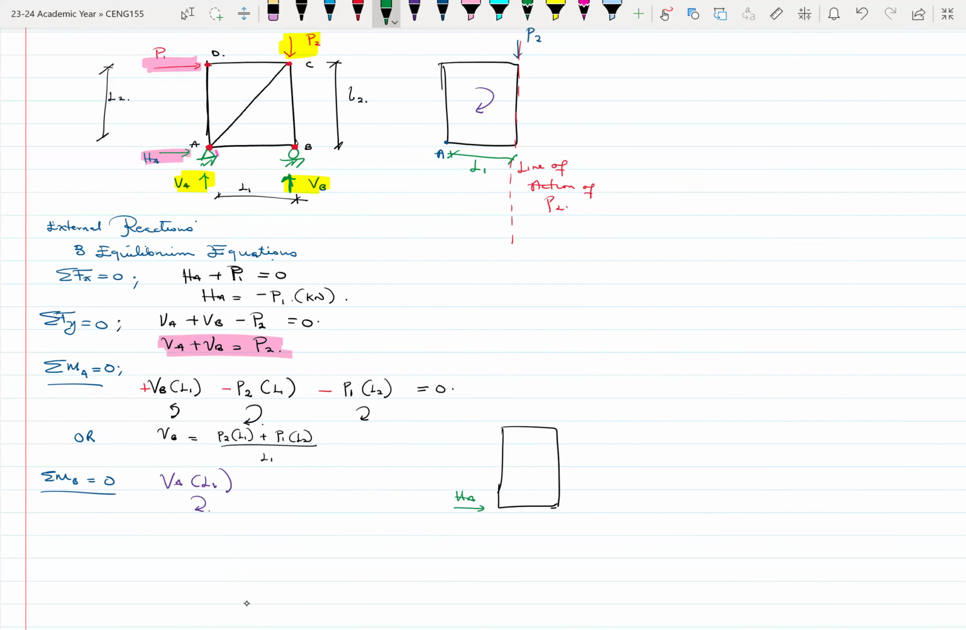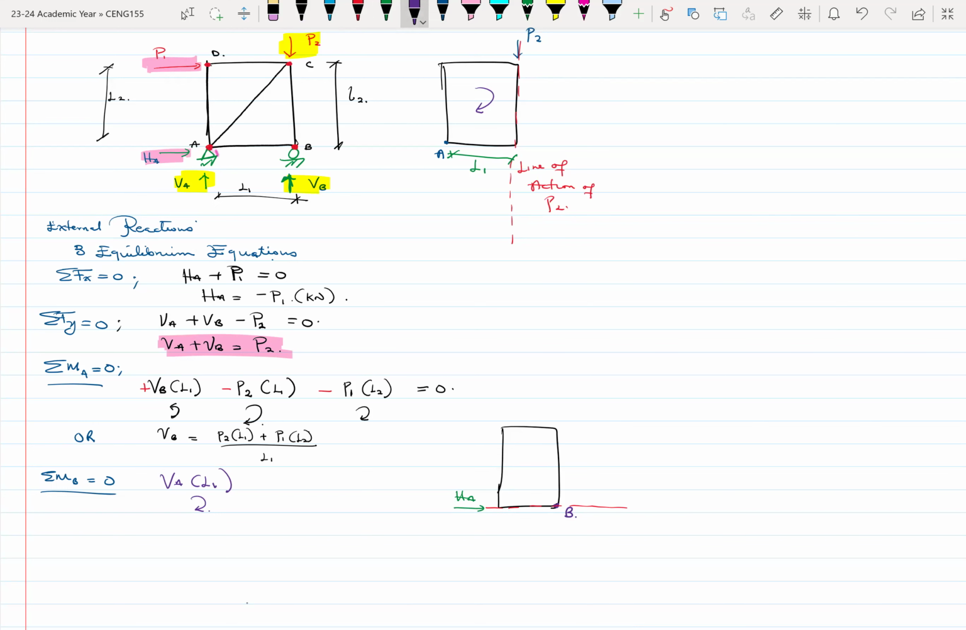So here we have the HA and want to find a moment about B. Now the line of action of HA goes through B. Right. So because it goes through B, the moment due to HA here is 0. So let's take a note of that. That will not really count in our calculations. VB also passes through B, so that is 0.